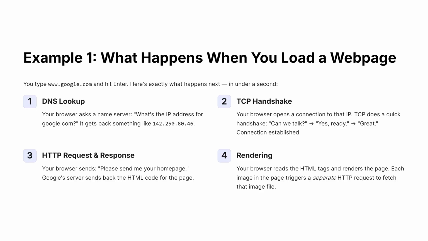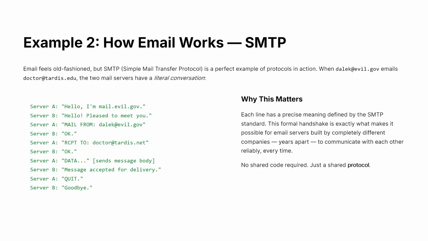4. Your browser sends an HTTP request. Please send me your homepage. 5. Google's web server sends back the HTML code for the homepage. 6. Your browser reads the HTML tags and renders the page. Titles, paragraphs, images, links. 7. Each image in the page triggers a separate HTTP request to fetch that image file. All of that happens in under a second. Wild, right? Example 2. Email and SMTP.